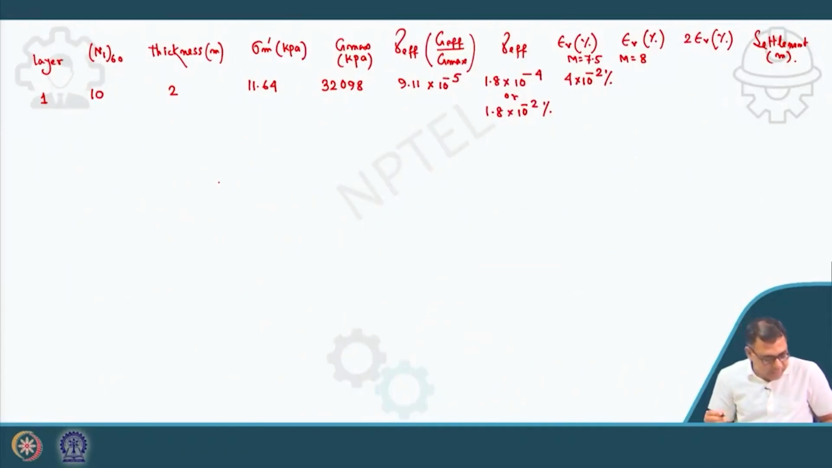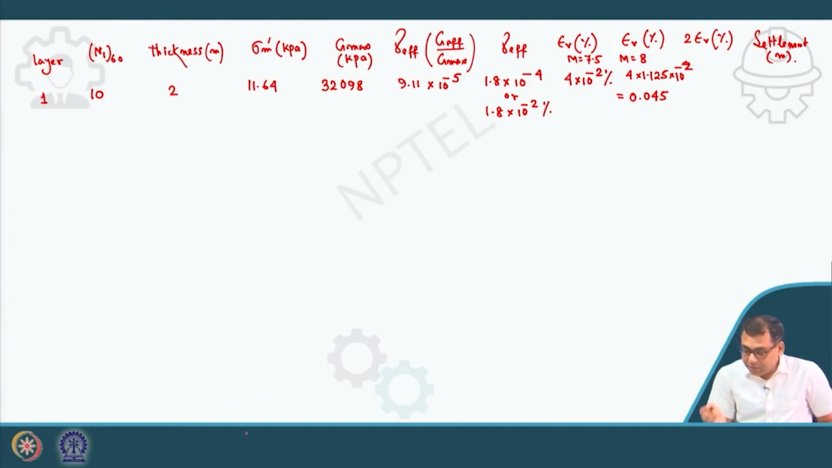So if I multiply it, then it will be 4 into 1.125 into 10 to the minus 2. So that will give me 0.045.